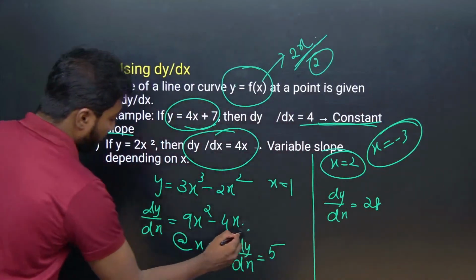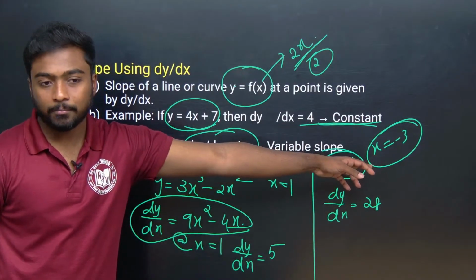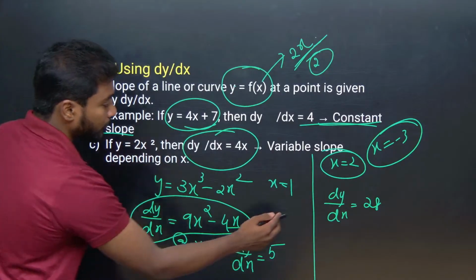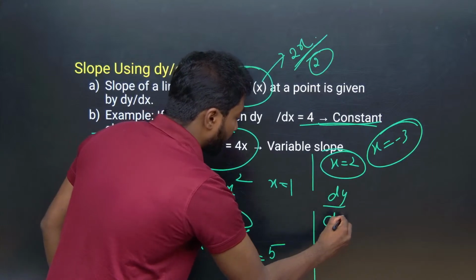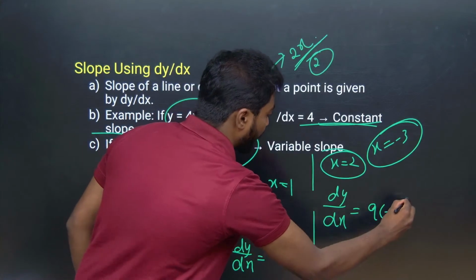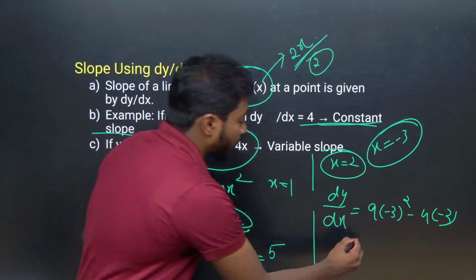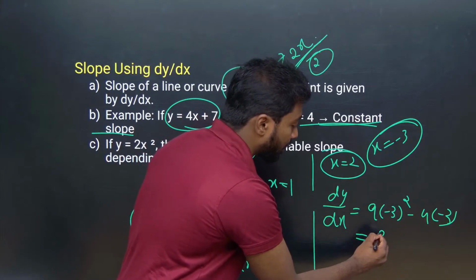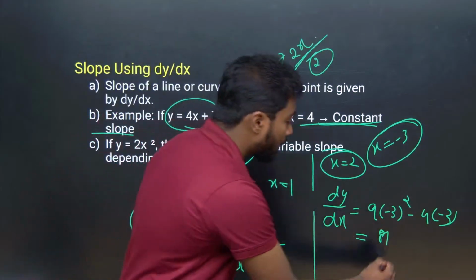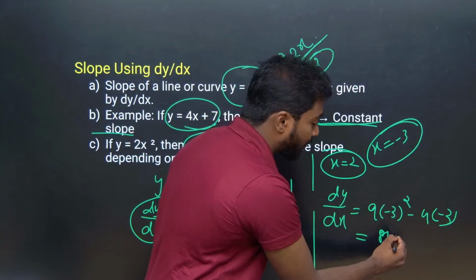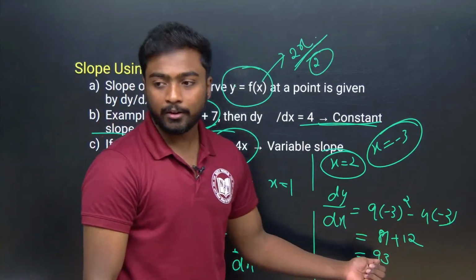See, the equation is there, no? 9x square minus 4x. Only substitute the value of x equals minus 3. So dy by dx is equal to 9 into minus 3 square minus 4 into minus 3. So it is 9 square, 81, minus 12, so minus of minus will be plus, which is nothing but 93. Yes or no? 93, no?